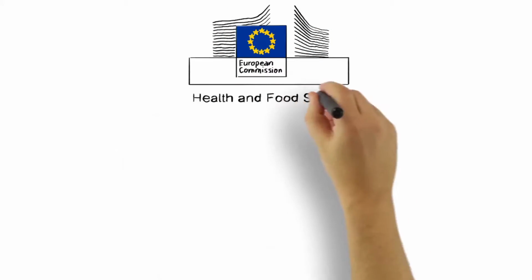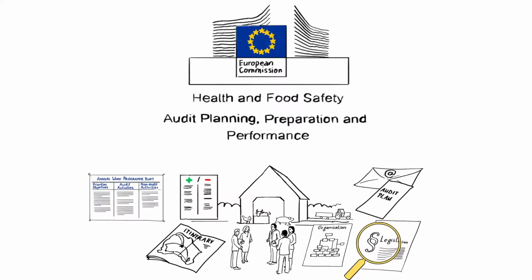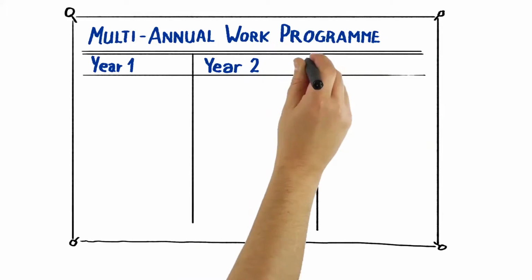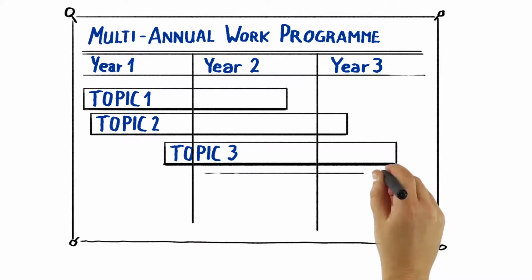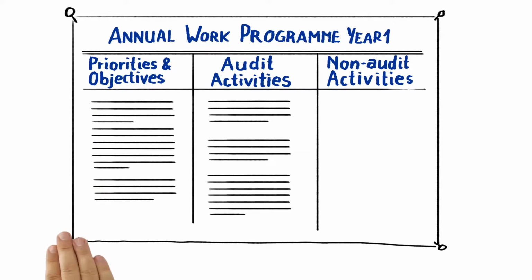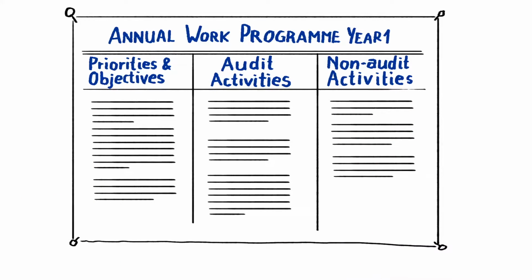How European Commission audits in the area of health and food safety are planned, prepared and performed. All audit and non-audit related activities in the area of health and food safety of the European Commission follow a clear and transparent process and are based on a broad, multi-annual and detailed annual work programme.